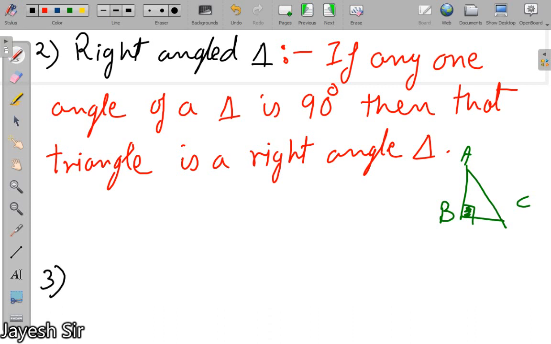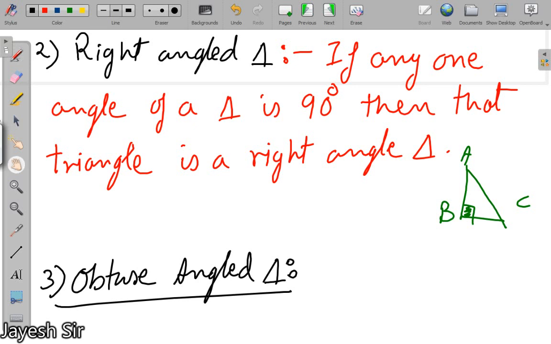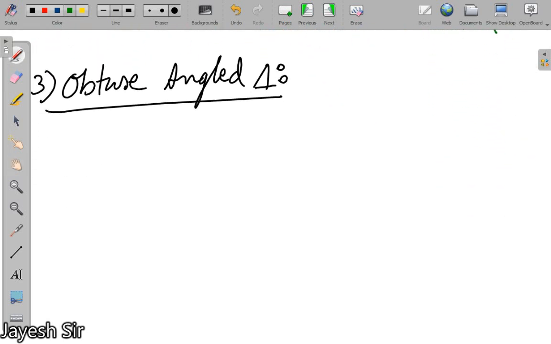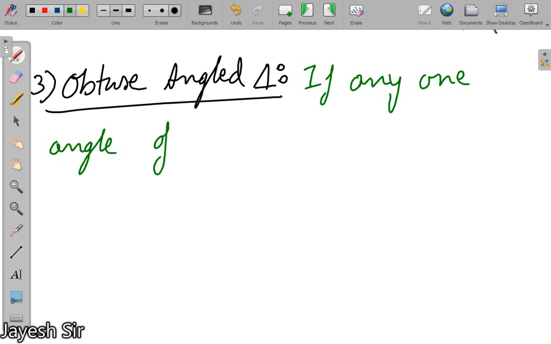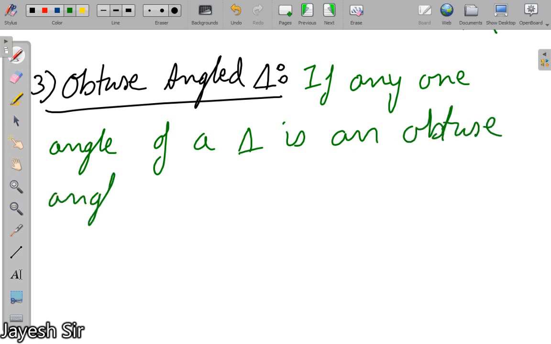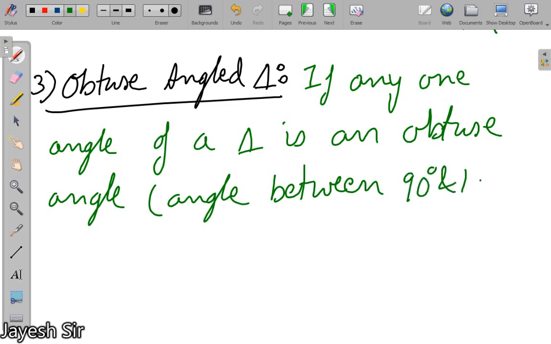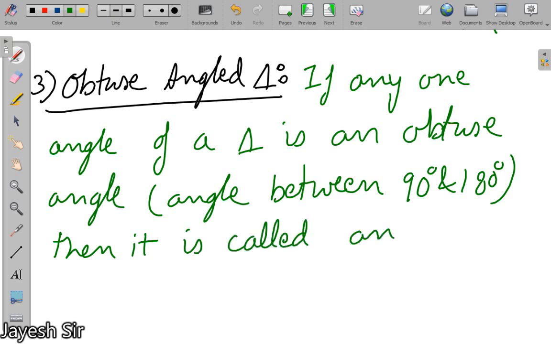Next is obtuse angle triangle. So what is an obtuse angle triangle? If any one angle of a triangle is an obtuse angle, what is an obtuse angle? An angle between 90 degree and 180 degree is an obtuse angle, then it is called an obtuse angle triangle.